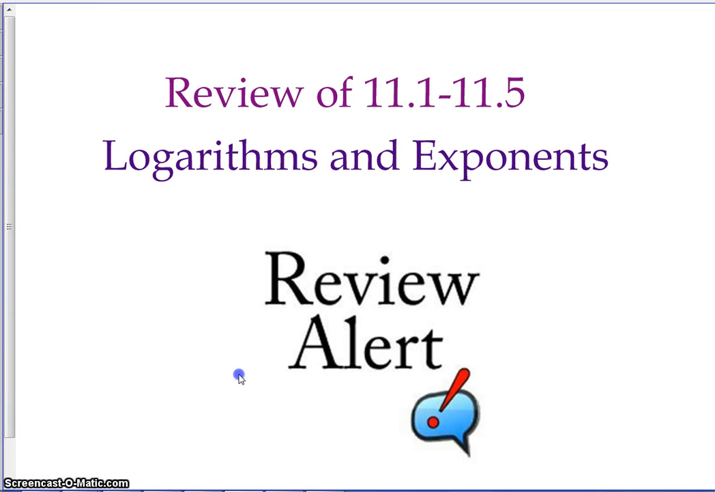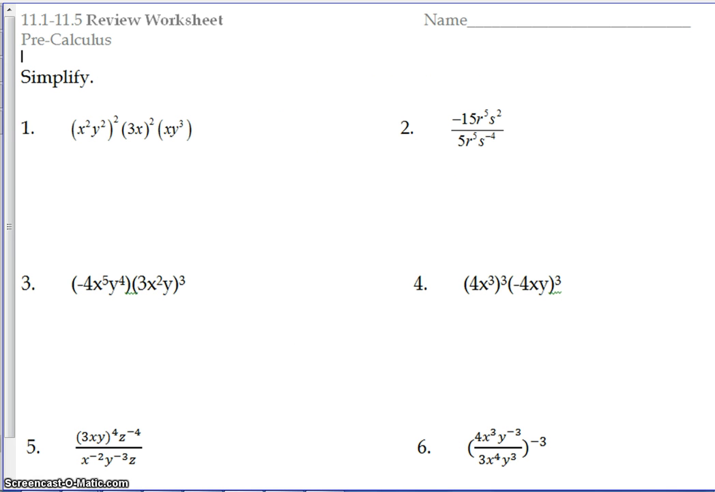Right, so we're going to go over the review worksheet, and we're getting ready for a quiz over sections 11.1 to 11.5. First of all, we started with exponents. To do number one, we're looking at the exponents. The ones I'm really going to look at first are the 2 here and the 2 that are outside parentheses. When the 2 is outside parentheses, it affects all the bases.